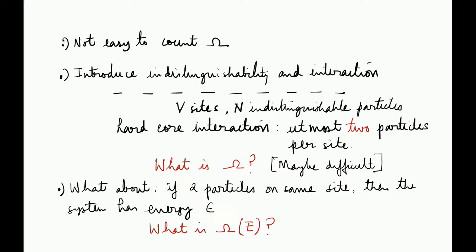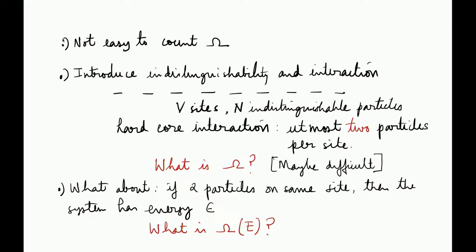VCN minus VCN minus VC2. But where is energy coming in? Somewhere energy should be there. Energy could be 0, 1, 2, 3 up to many points.